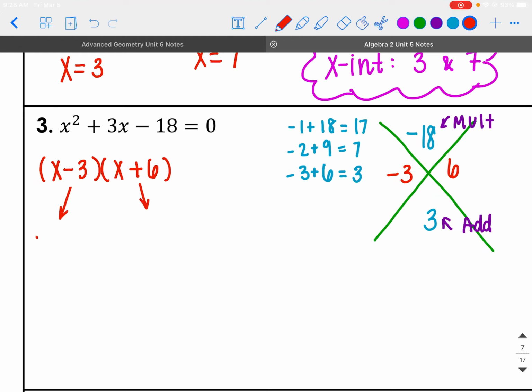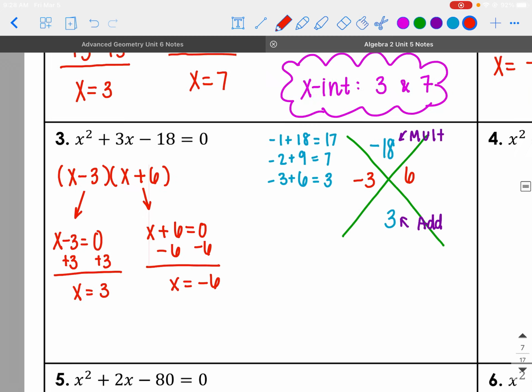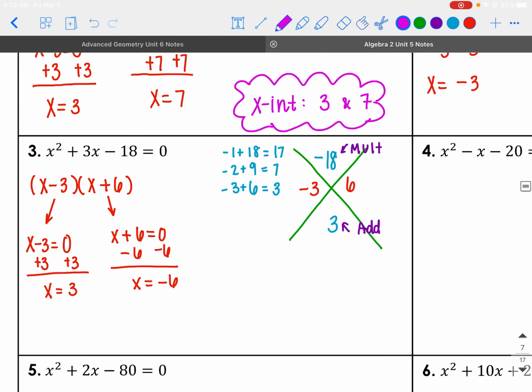And then I take each factor and set it equal to 0. So add 3 to both sides. We get x equals 3. And subtract 6 from both sides. X equals negative 6. So my x-intercepts are 3 and negative 6.